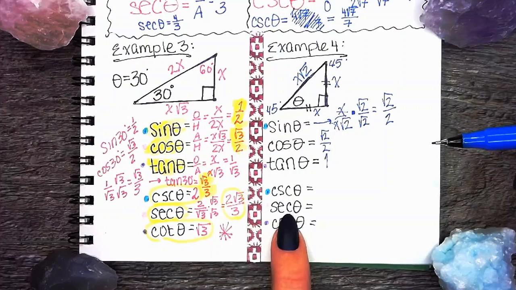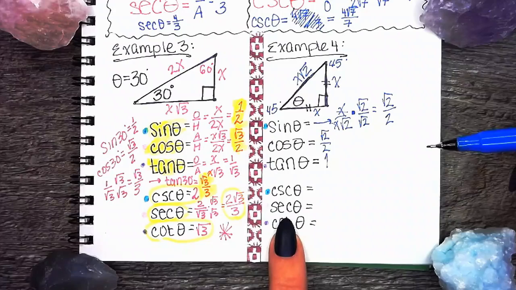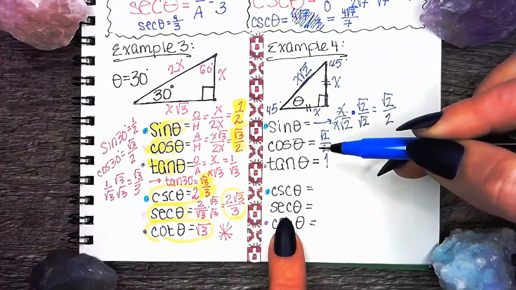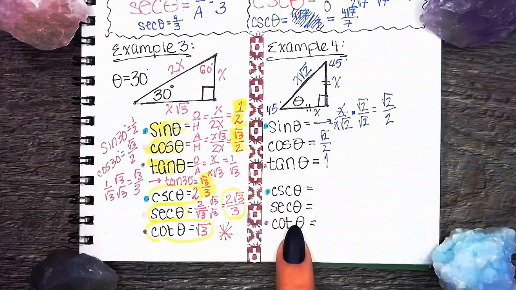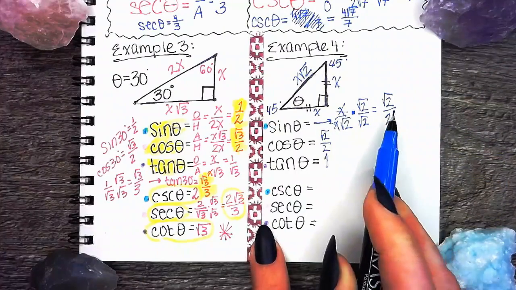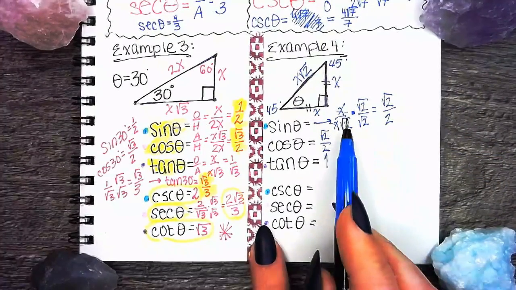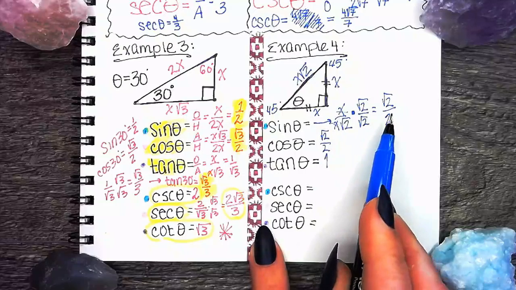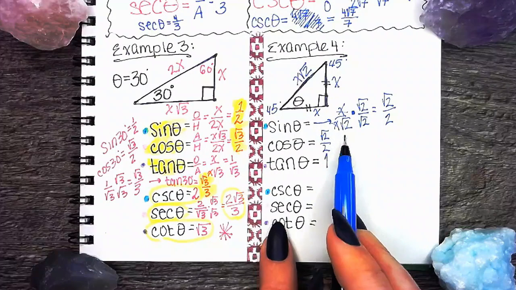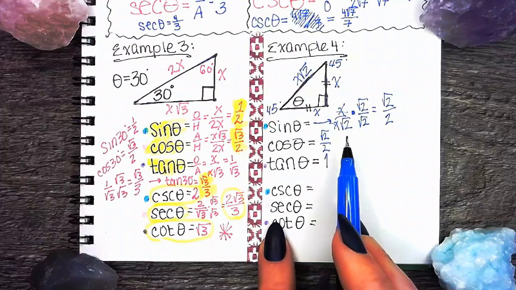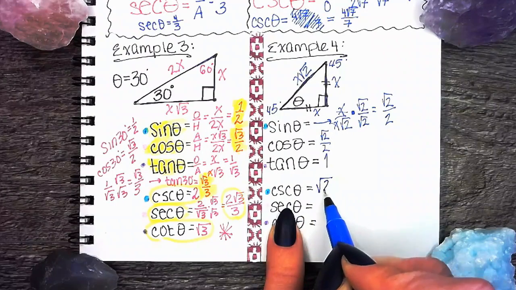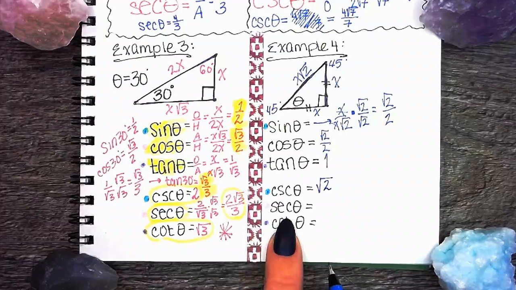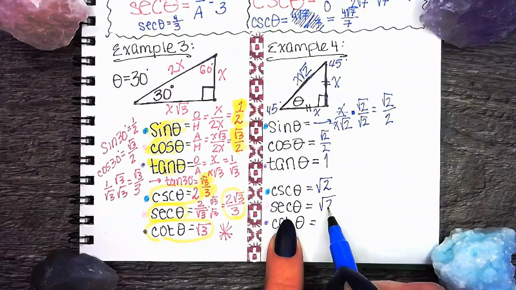The reciprocals of cosecant and secant will also be the same since sine and cosine are the same. They'll be the same as each other, not the same as sine and cosine. What's the reciprocal of root 2 over 2? Well, let's go back. Before we rationalized it, it was really 1 over root 2. What's the reciprocal of 1 over root 2? Root 2. That means secant will also be root 2.